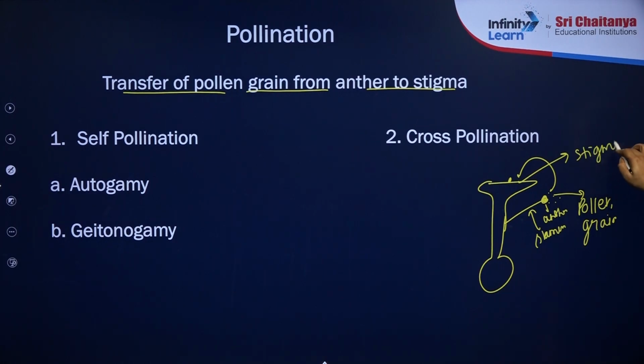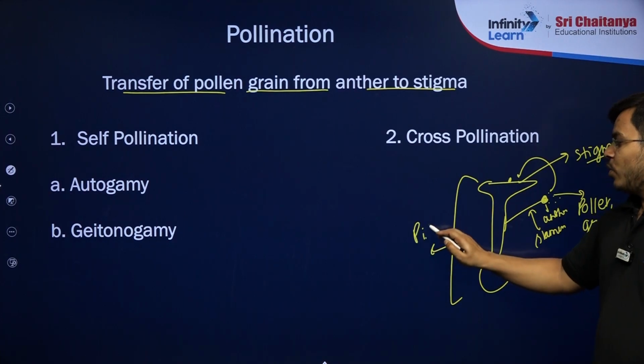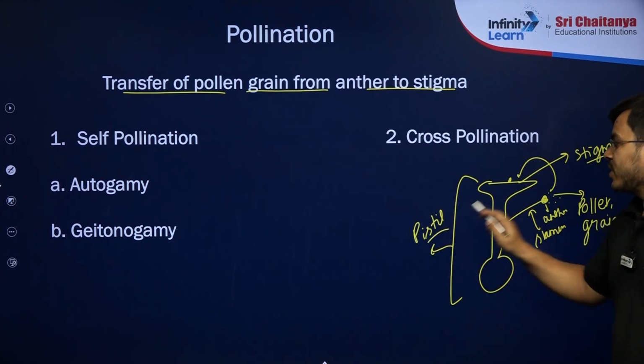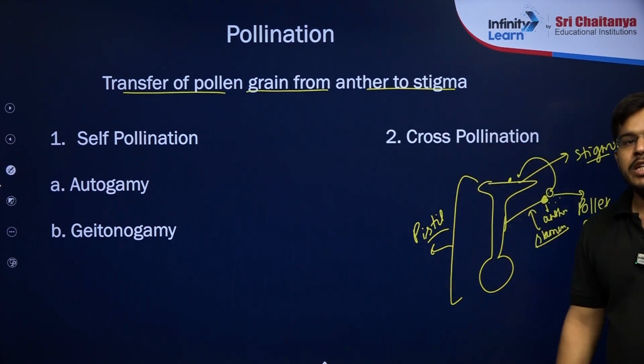This is the female part, which we call the pistil. So the pistil's female part is the stigma, and the movement of pollen grain will happen from the anther part of the stamen, that is the male part. This process of movement of pollen grain from anther to the stigma is known as pollination.